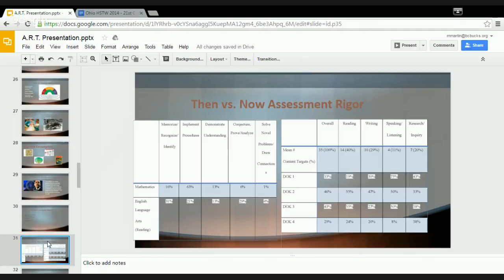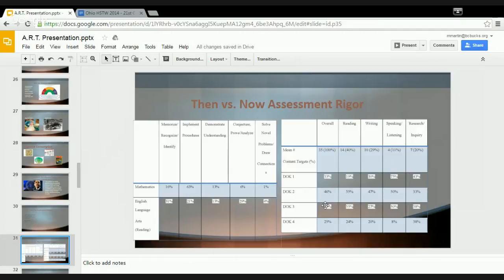So what I have on the slide now is what I call then versus now assessment rigor. On the left-hand side is before the Common Core, before the PARCC, before the AIR assessments, looking at the old standards and the old tests. And what you'll see on the top is memorize, recognize, identify, implement procedures, demonstrate, understand, prove, analyze, solve novel problems, draw connections, okay? In mathematics, 1% of standards or questions actually made you do this. English was 4%. On the right-hand side is the higher level stuff, and the percentages that showed up in the previous standards are pretty low.